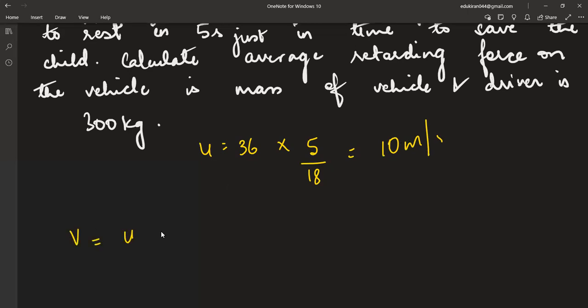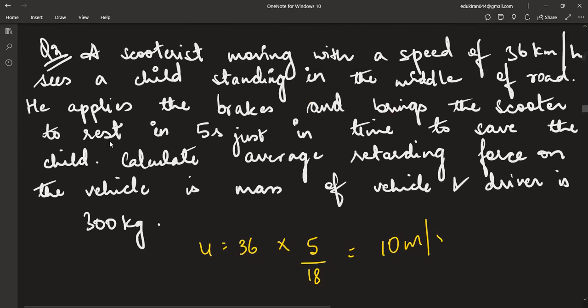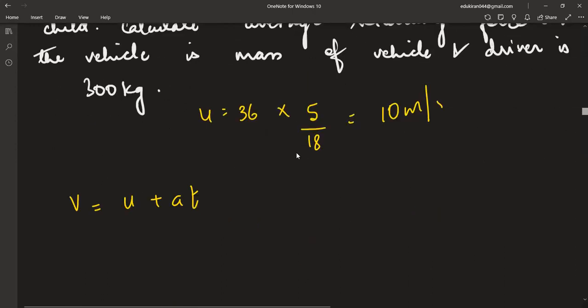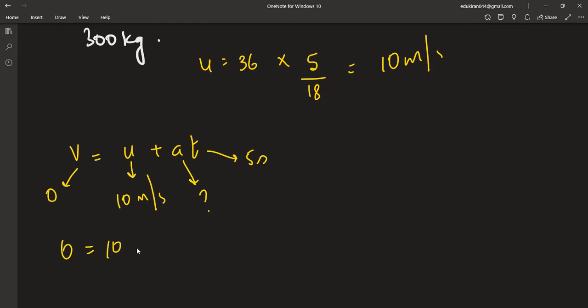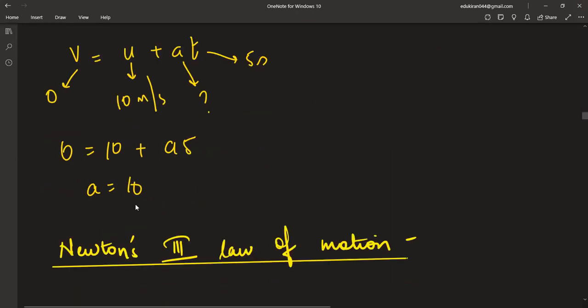So V is equal to U plus AT. Brings the scooter to rest means finally the scooter stops, so final velocity is 0. Initial velocity is 10 meter per second. Acceleration, we have no idea. Time is 5 seconds. So 0 is equal to 10 plus A into 5. So acceleration is minus 10 divided by 5, which is equal to minus 2 meter per second squared.